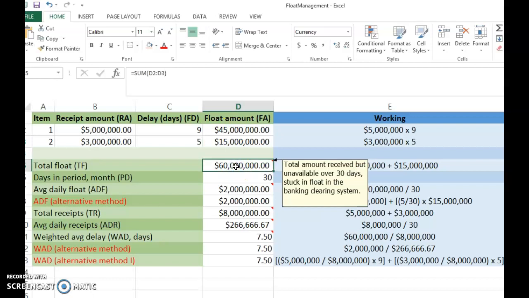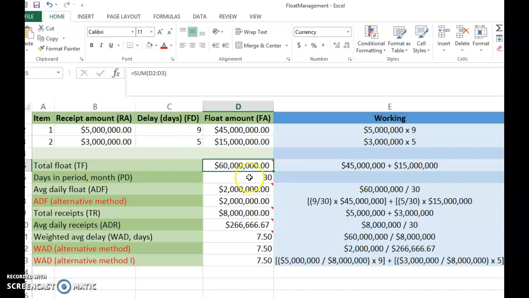Therefore, this is the total amount received but unavailable over 30 days, stuck in float in the banking clearing system. That is how you should refer to this. Over 30 days, this will be your amount, $60 million, and this will be stuck in the float. Stuck in float means in the banking clearing system. It will always be in the clearing system. This would not be available.